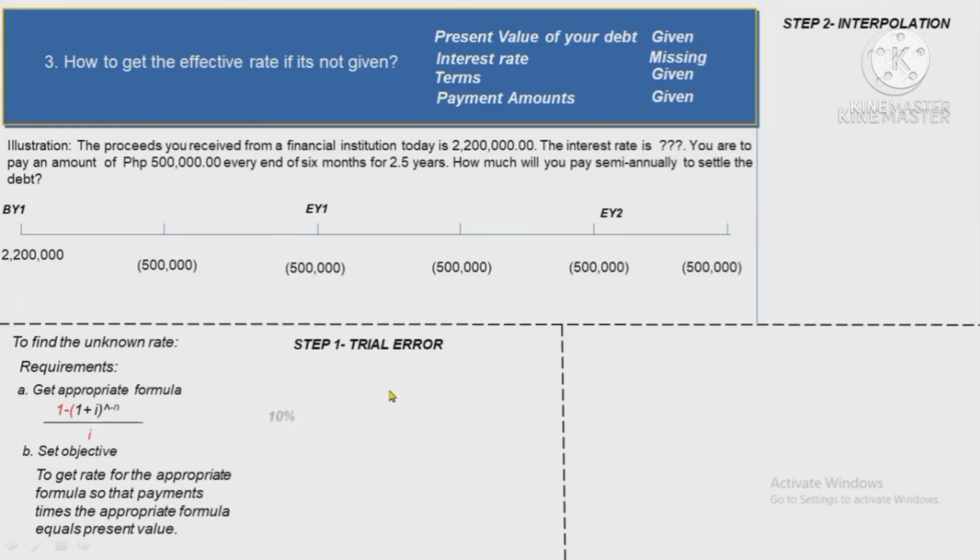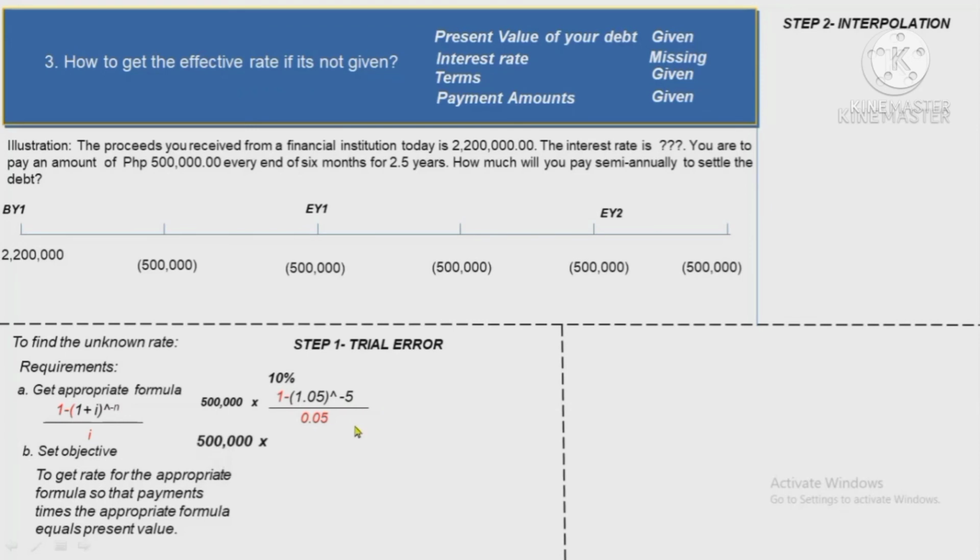Let's say, for example, we're gonna try 10%. However, we cannot use the 10%. Why? Because the illustrative problem mentions semi-annual periods. So what rate are we going to use? Of course, 10% divided by 2. So applying, that would be 500,000 times 1 minus 1.05 raised to the power of negative 5, over 0.05.